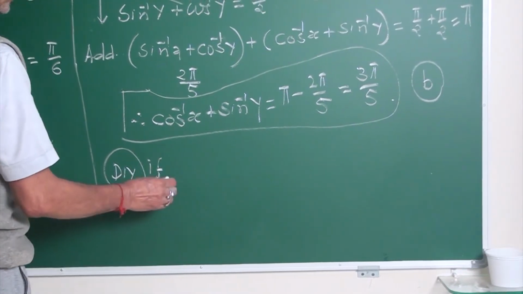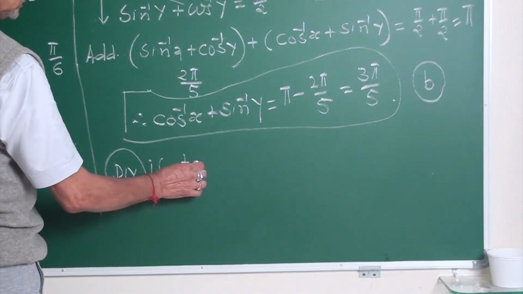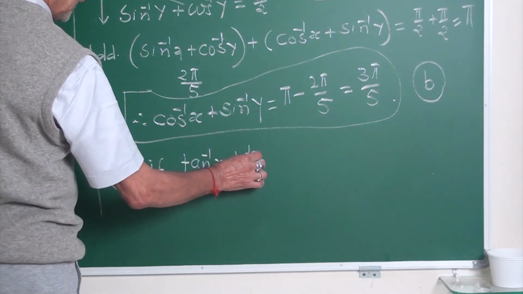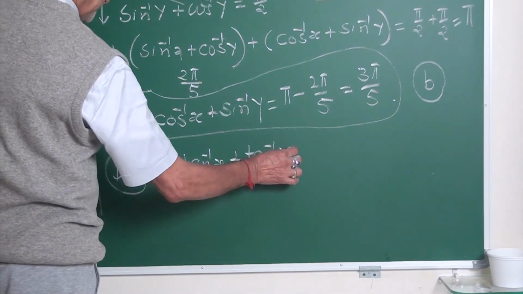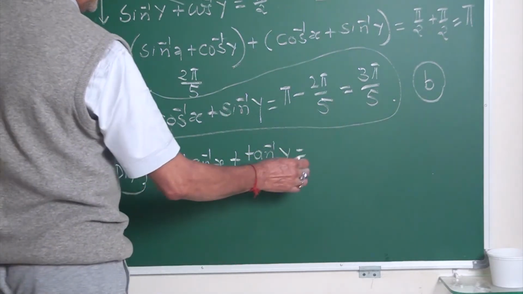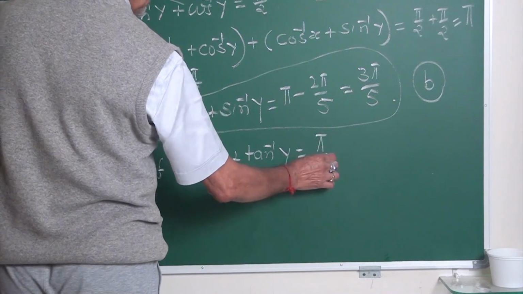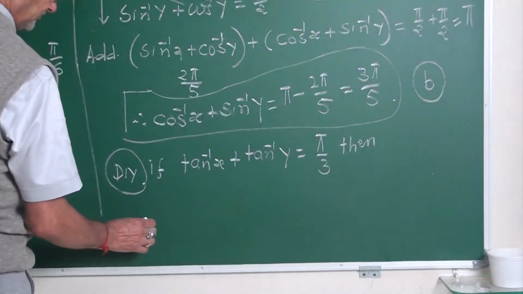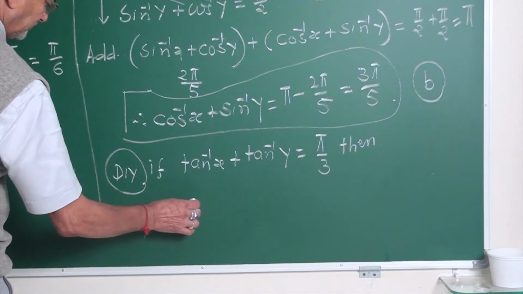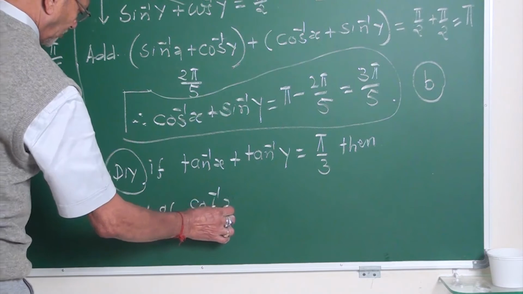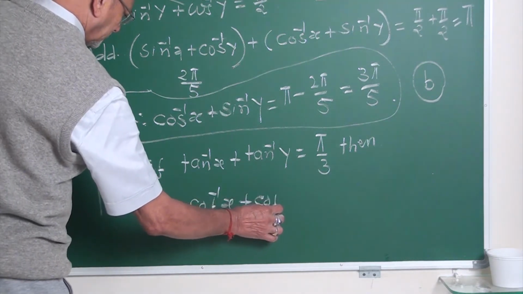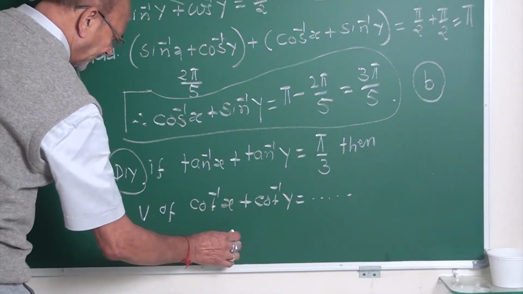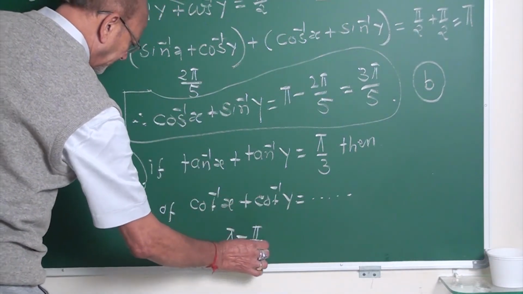If tan inverse x plus tan inverse y equals pi by 3, then the value of cot inverse x plus cot inverse y equals dash. What I said, direct answer: pi minus pi by 3.